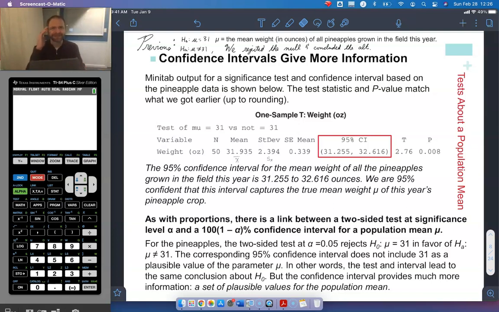But here's what the problem is. I know it's not equal to 31. Does that mean it's better? Or does that mean it's worse? Does that mean the pineapples weigh more than 31? Or does it mean it weighs less than 31?